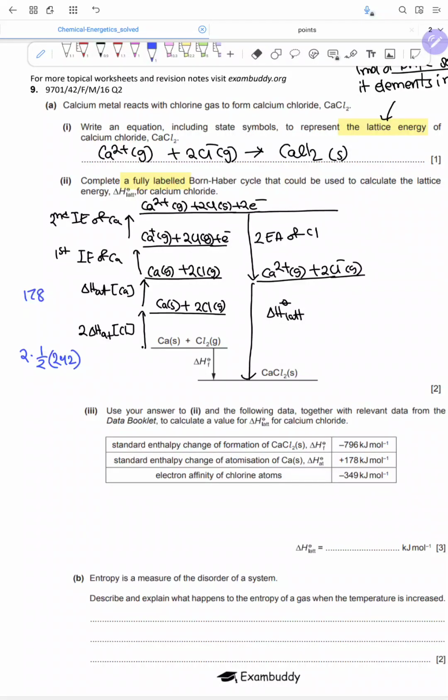First ionization of calcium. Alright, go to the ionization energies, look for calcium. Alright, I have gotten calcium. The first ionization is 590, the second one is 1150. Now coming back to our electron affinity, it is -349, so I'll write 2 times -349, and formation is -796. All right, let's start.